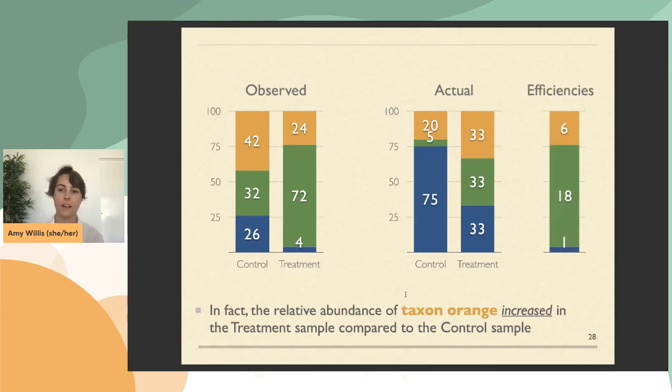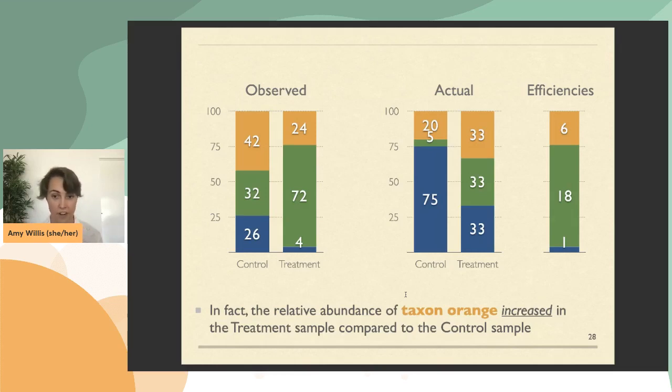So how could this be happening? Here are the relative detection efficiencies that could have generated this data. The setup is essentially that we have one really easy to detect taxon, this green taxon. It's 18 times easier to detect than our blue taxon, which is in fact the value that we saw for Lactobacillus iners compared to Streptococcus agalactiae. And then our orange taxon is medium easy to detect, 6 times easier to detect than our blue taxon.